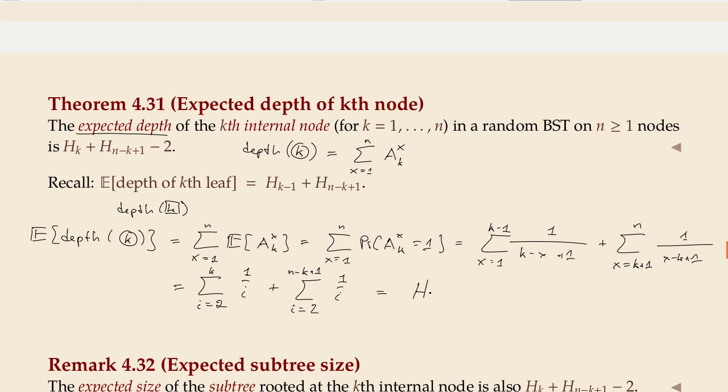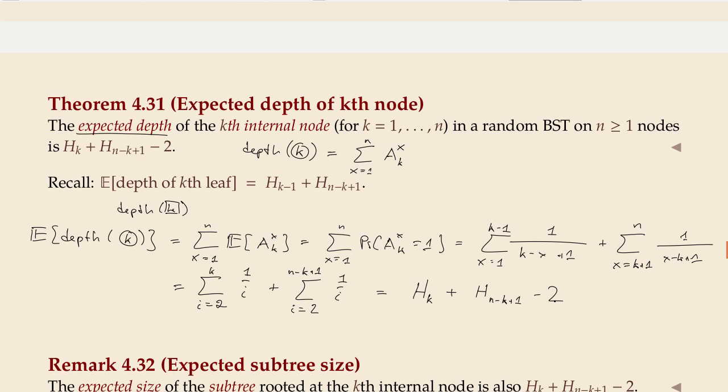Well, these are our famous harmonic numbers, except that we start at 2 instead of at 1. So there's one summand that we have to subtract. And that's 1 over 1, so that's just a 1 for each of the sums, right? So here's our result.